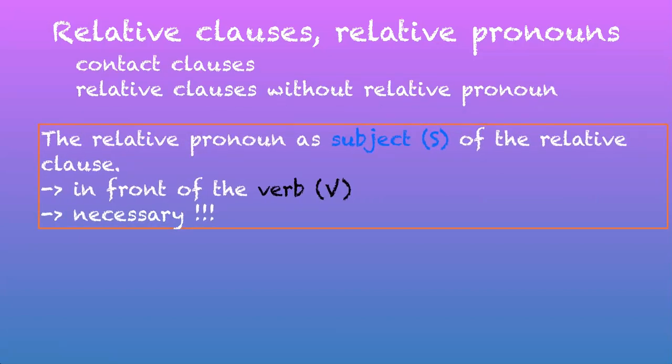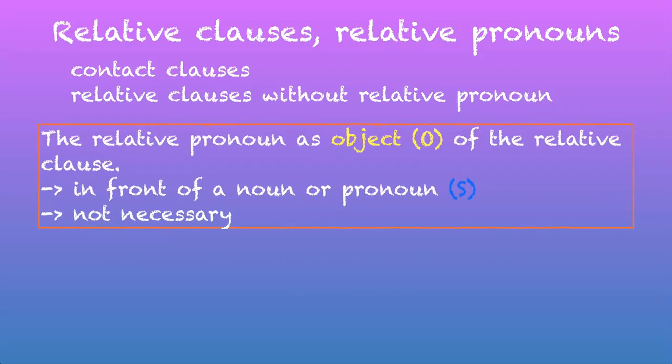When the relative pronoun is the subject of the relative clause, then it is in front of the verb, and then it is necessary, and you can't make the sentence without the relative pronoun. It has to be there. For example, they bought a house that was too expensive for them. And as you can see, was is the verb, and in front of the verb is the relative pronoun, and so this is the subject, and you have to use it in this relative clause.